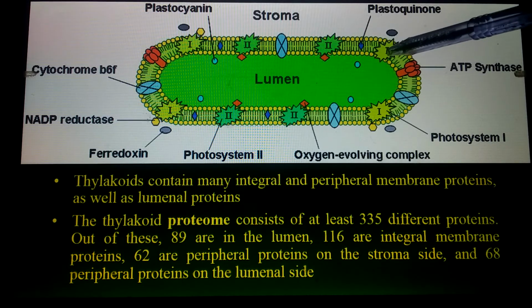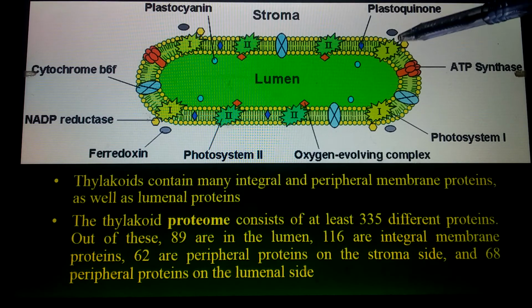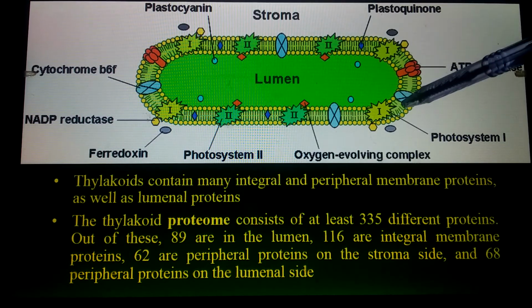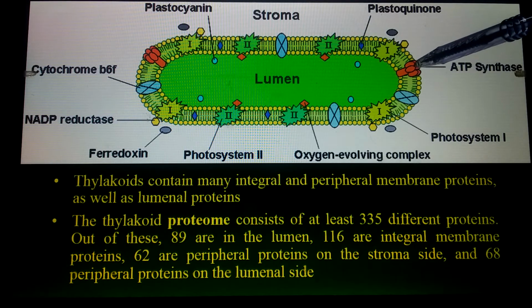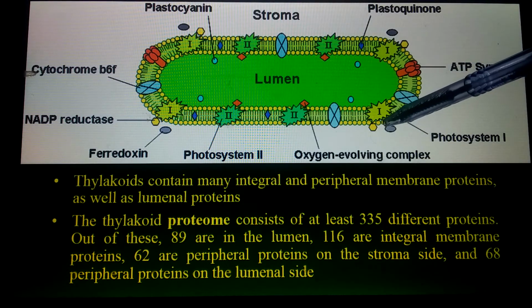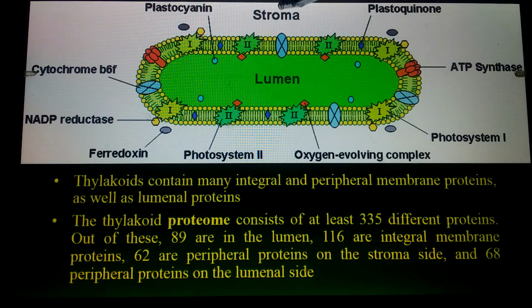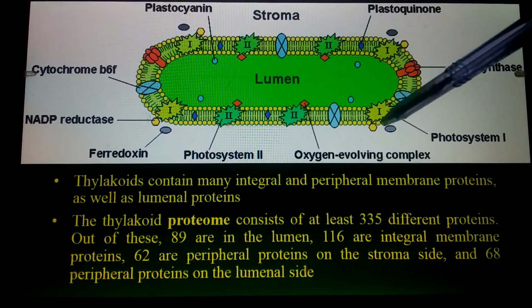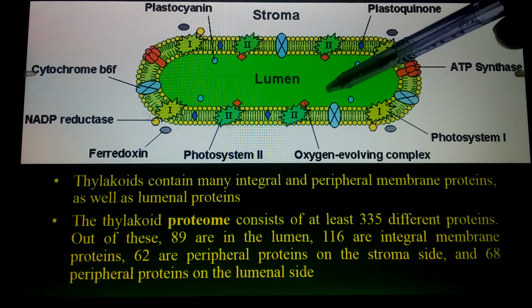So this is also a phospholipid membrane, and you can see here the different arrangement of the proteins, which are integral as well as peripheral proteins. And I have given you information about all these proteins. There are 335 different proteins. The thylakoid proteome consists of about 335. So you can see here different types of proteins. This is the stroma, this is the thylakoid membrane, and this is inside of the thylakoid.